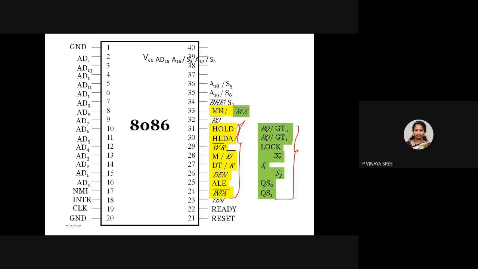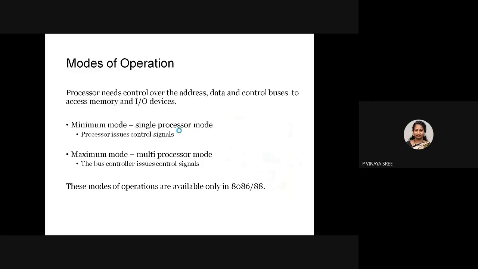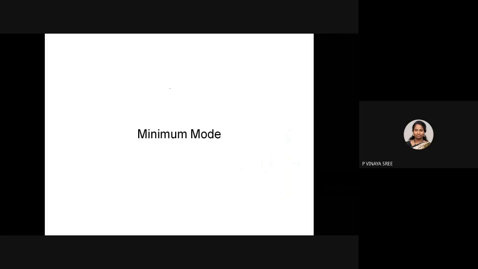See here, we will be discussing these two pins. Both are active high pins where we do not have a bar, which are pin numbers 31 and 30. We will be discussing hold and hold acknowledgement. These are the two pins.